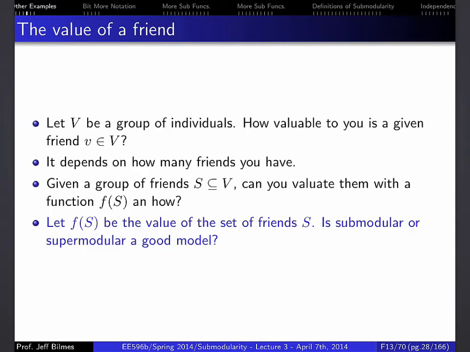The value of a friend was another example we saw. I don't need to talk about this again, but I think you can see that it seems maybe reasonable. From a cynical perspective, maybe submodularity is a good model for the value of a friend. However, if you're a truly moral person, then your friendship models are supermodular, right? That should make sense. Raise your hand if that makes sense.